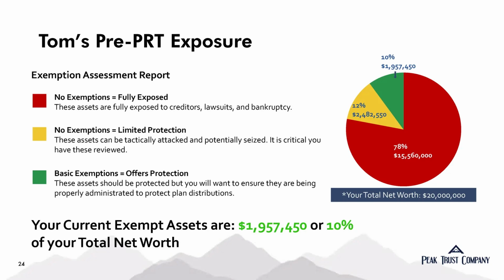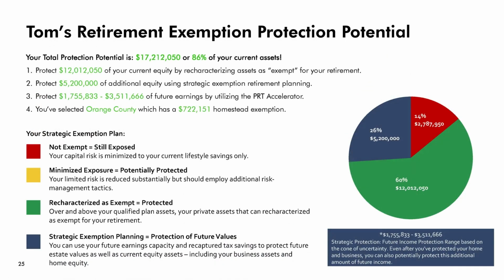He's got 13% of his total net worth with assets with some limited protections, and then $1.3 million or 7% of actual exemption. So out of his $20 million, only 7% of his total net worth is exempt. So page 2, if you recall, is our exemption protection potential report. So his picture looks a lot better when integrating the PRT.